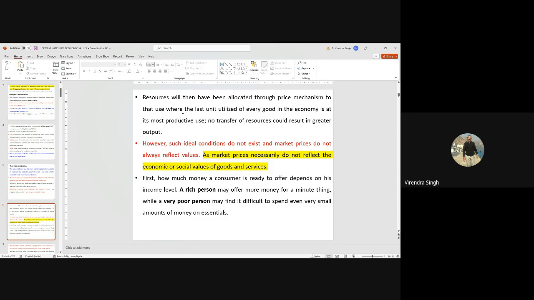There are certain valid reasons actually. First, how much money a consumer is ready to offer depends on his income level. For example, a rich person may offer more money for a minute thing, while a very poor person may find it difficult to spend even a very small amount of money on essentials. People who have more money are ready to offer any amount for a small good, but a poor person who barely meets his needs finds it difficult to spend this money, even though the good is much more essential for him or her.